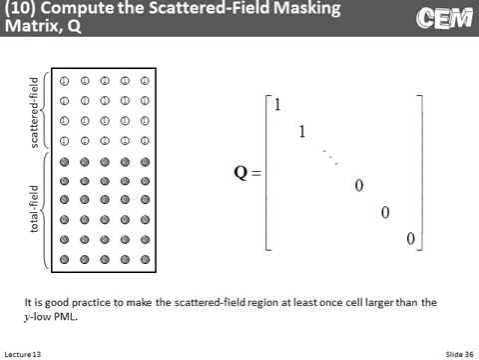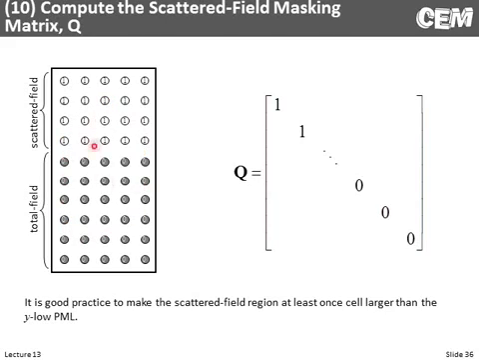Next we calculate this scattered field masking matrix. I like to go ahead and fill in a grid and place zeros everywhere that I want to be a total field quantity, and ones everywhere I want to be a scattered field quantity. For the way we're constructing this, where we have periodic boundary conditions left and right, I usually make this scattered field the size of the PML plus 1 or 2 more layers. And that plus 1 or 2 more layers is where we're calculating the reflected fields and injecting the source.